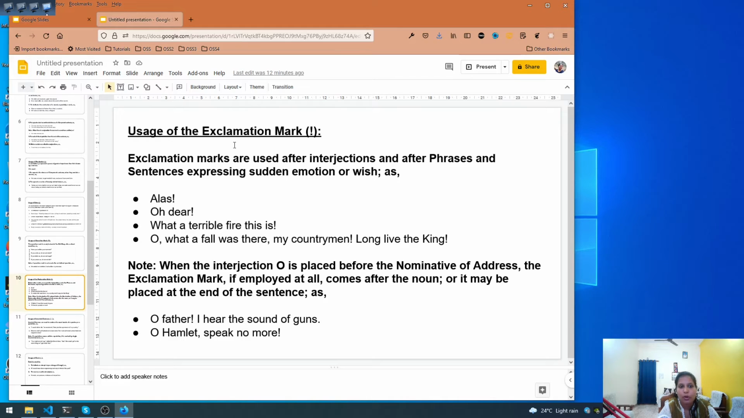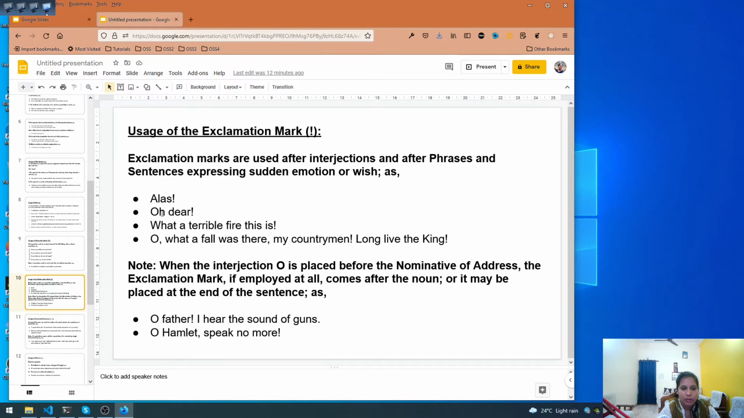Then usage of the exclamation mark. Also we know the usage of the exclamation mark when we are excited or when we express our feelings. At that point of time we use an exclamation mark. Okay, so exclamation marks are used after interjections and after phrases and sentences expressing sudden emotion or wish, as alas. So if something bad has happened, we say alas. So this word alas expresses our feelings, and that is why we have put an exclamation mark here.